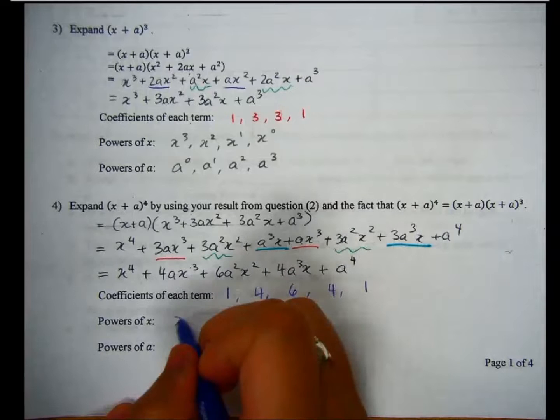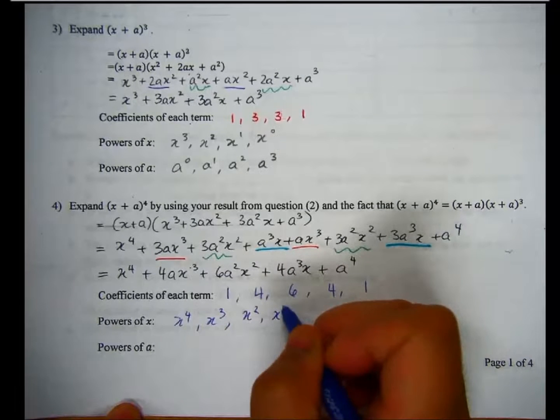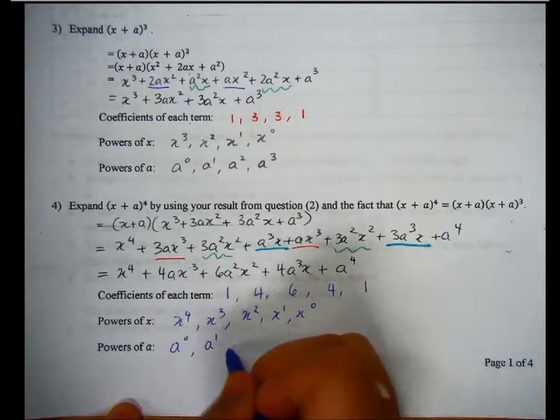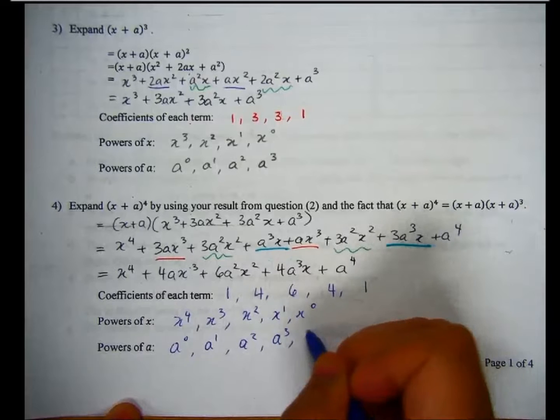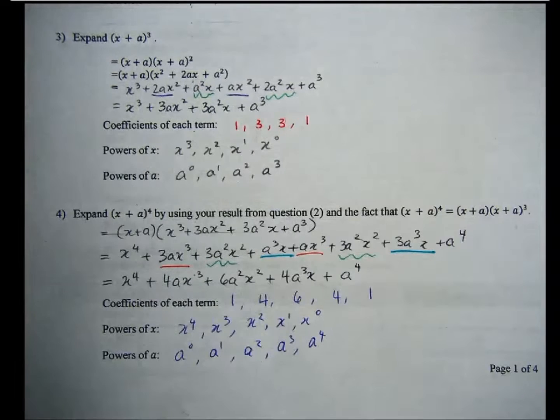The powers of x: x^4, x cubed, x squared, x to the power of 1, no x at all, and then no a, a^1, a^2, a cubed, a to the exponent 4. So I hope you begin to see the pattern. If you go to the next page, at the top of the page, there's one more example, x plus a to the exponent 5. Try that one on your own and come back and look at the solution.